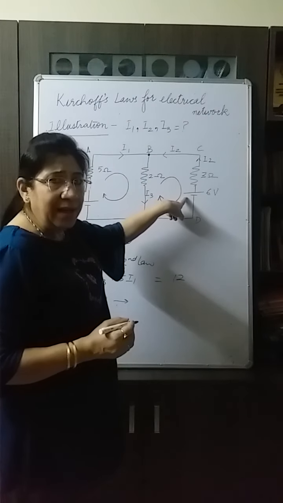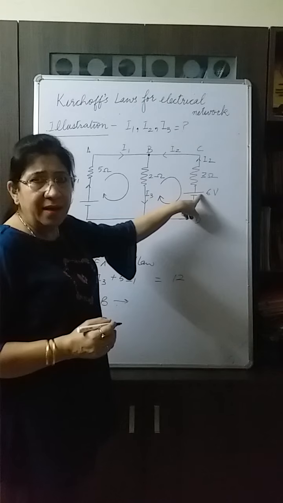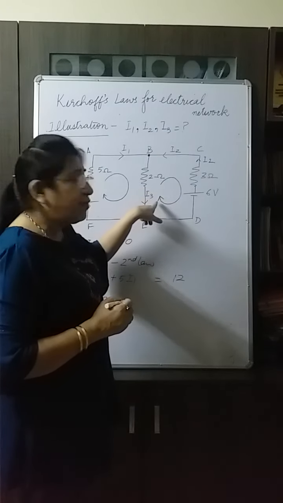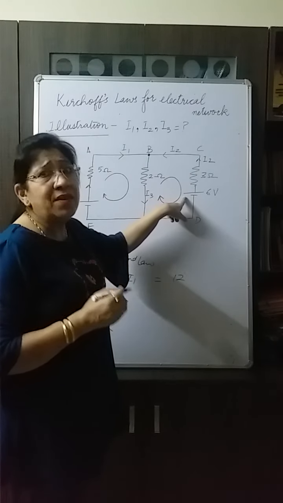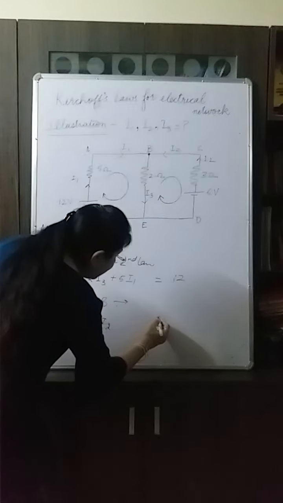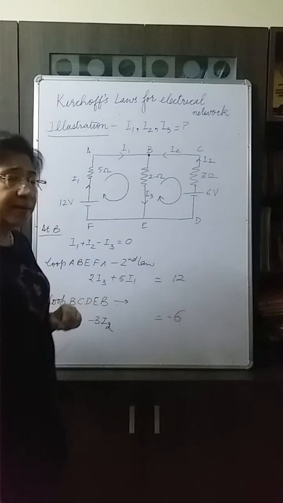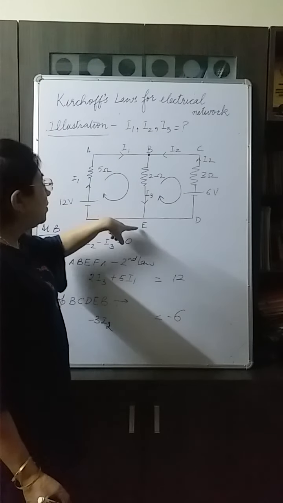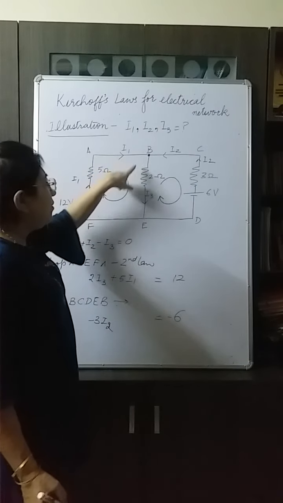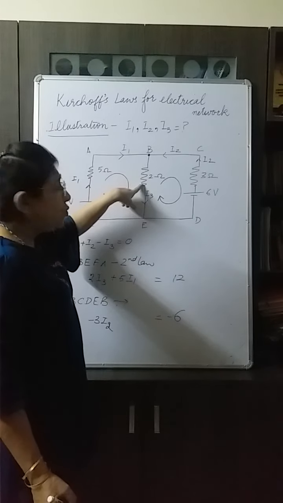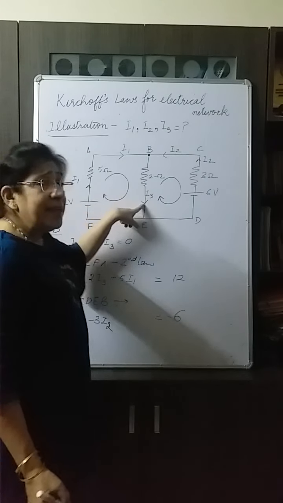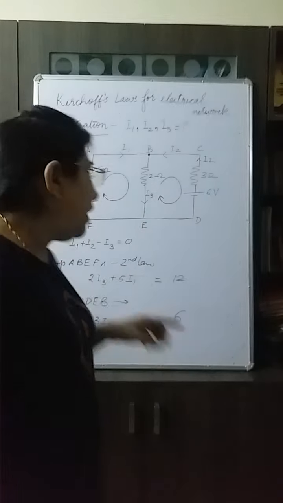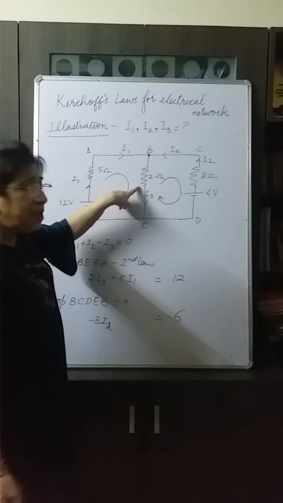Then come to the cell. Here the positive terminal is encountered as we move in the direction of traversal, so on the right hand side we will put minus 6. Then there is no element here again. Then come to the last part of the loop, EB. In EB we have 2 ohms and the current in it is in the direction opposite to our chosen direction of traversal, so here we will put minus 2 I3.